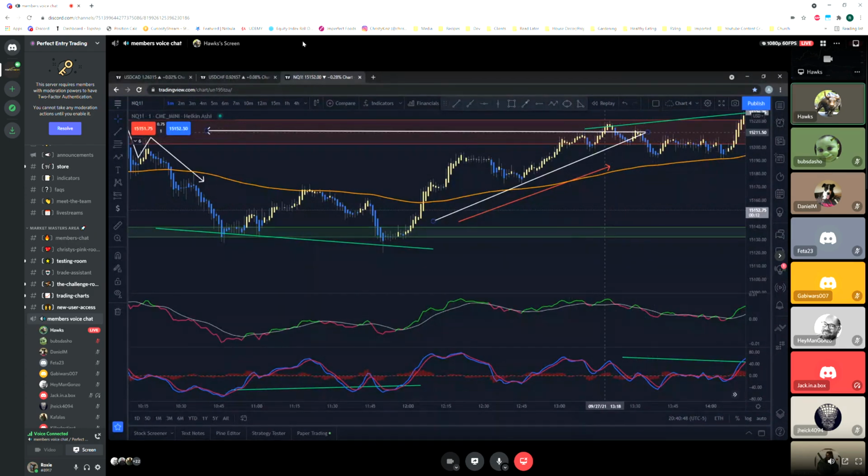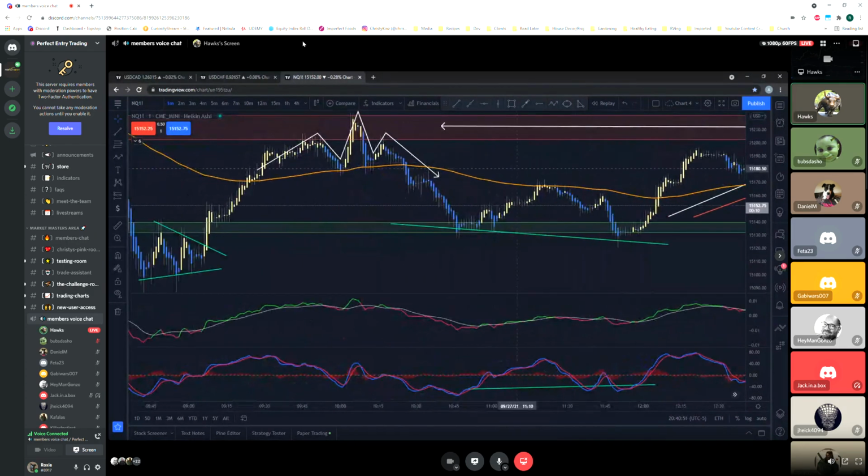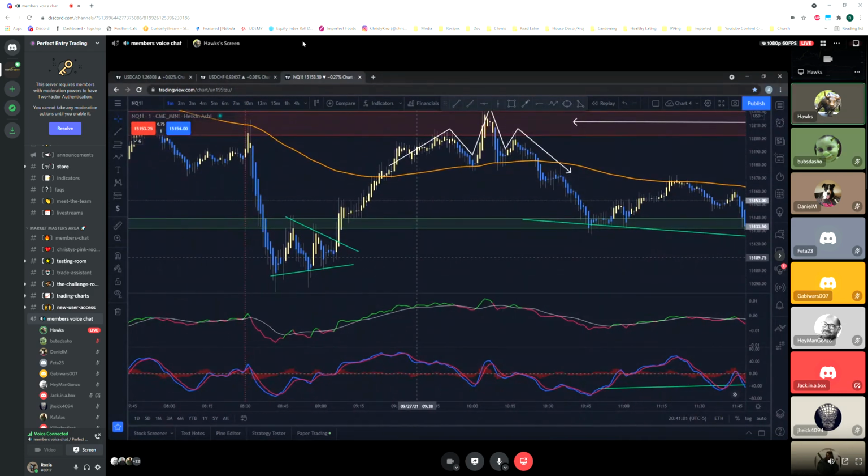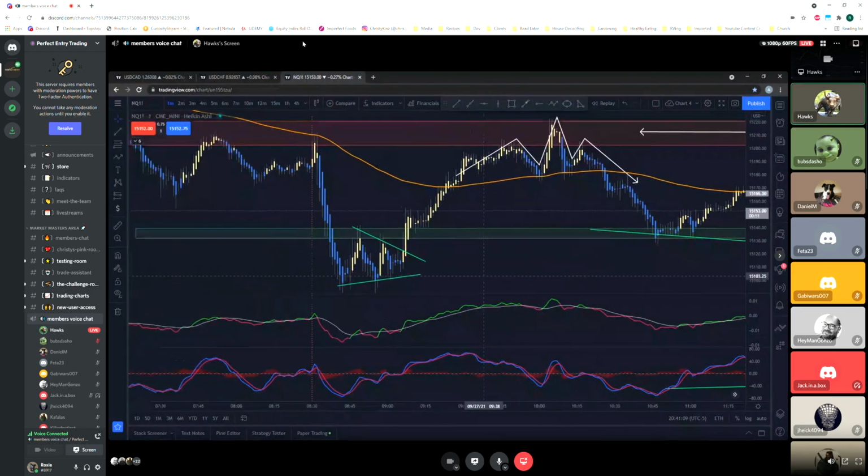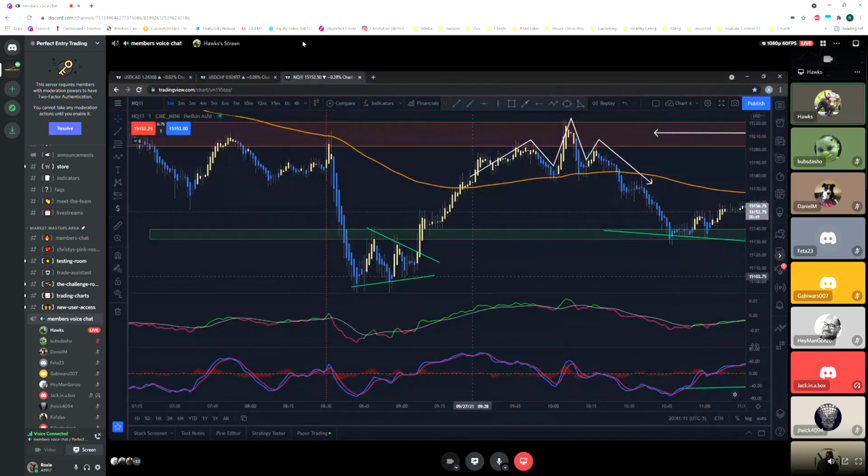So yeah, once you train your eye to find these things, it just makes it so much easier. I remember when I first started, I was so intimidated by these candles. I didn't know what the heck I was doing, and then you spot these patterns, you know what to look out for, and it just makes trading so much easier. But that takes time. It's not an overnight thing.